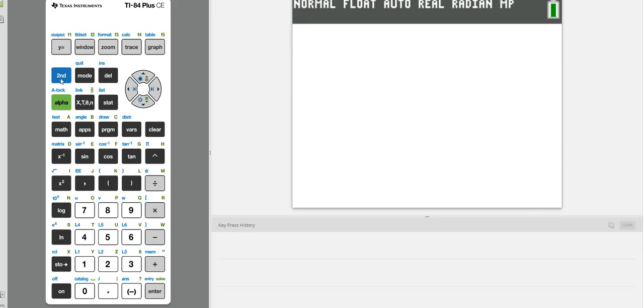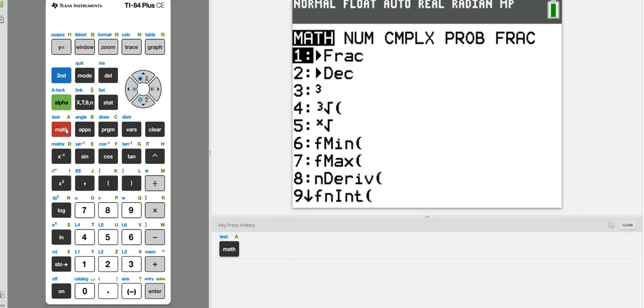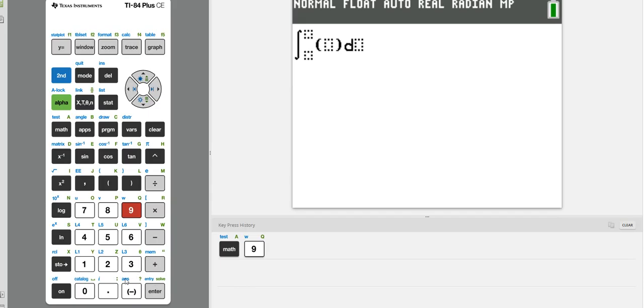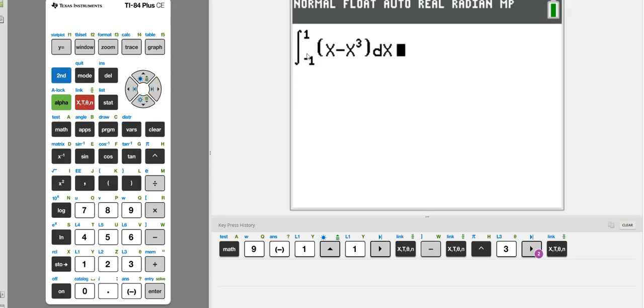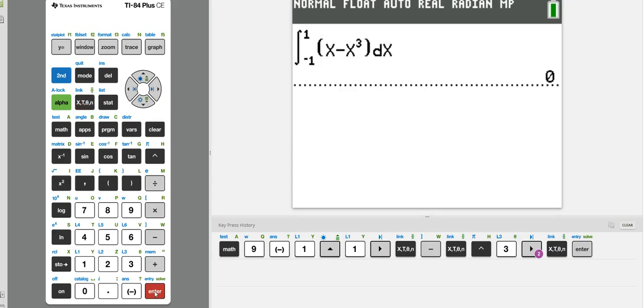All right. Hopefully somebody's going to be okay. Math 9, -1 to 1, x minus x cubed dx. Can anyone anticipate something that's going to happen here? 0. You've got an odd function over a symmetric interval. Well, how am I getting an area of 0 when I know that area has to be positive?